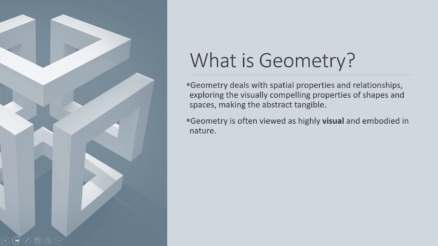Next, geometry is the field in which it deals with spatial properties and relationships which explore the visually compelling properties of shapes and spaces, making the abstract tangible. Geometry, along with algebra, is one of the oldest branches of mathematics. Its meaning comes from the etymology of the two Greek words that make it up, geo, which means earth, and metron, which means measure, so literally meaning earth measuring.